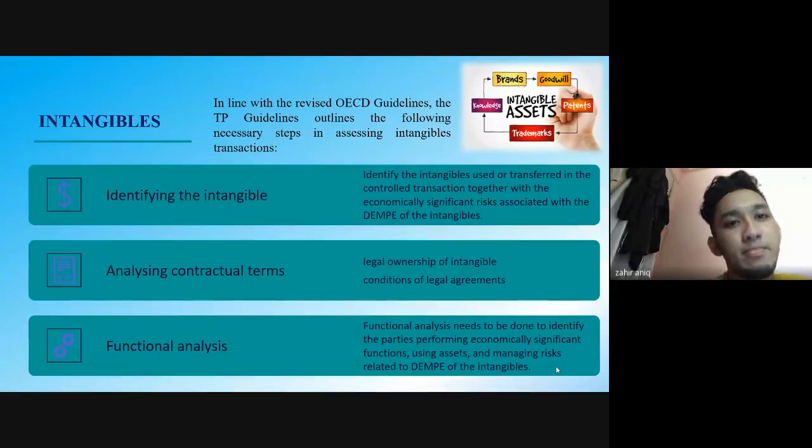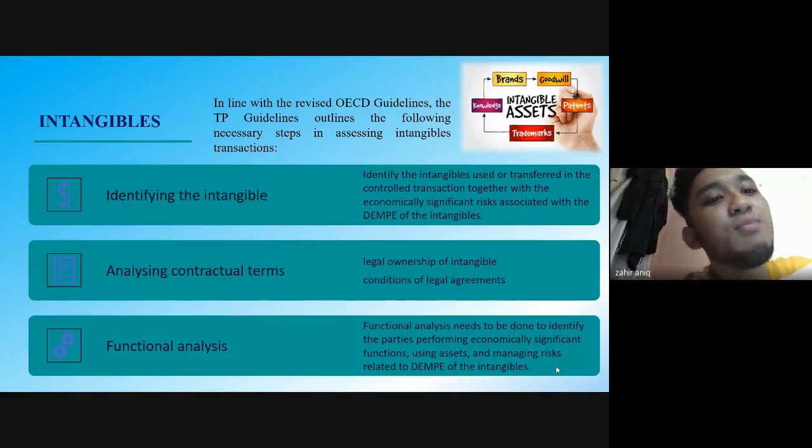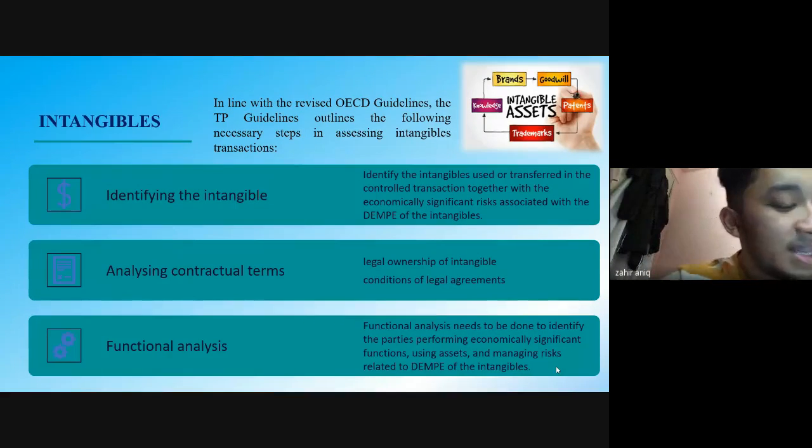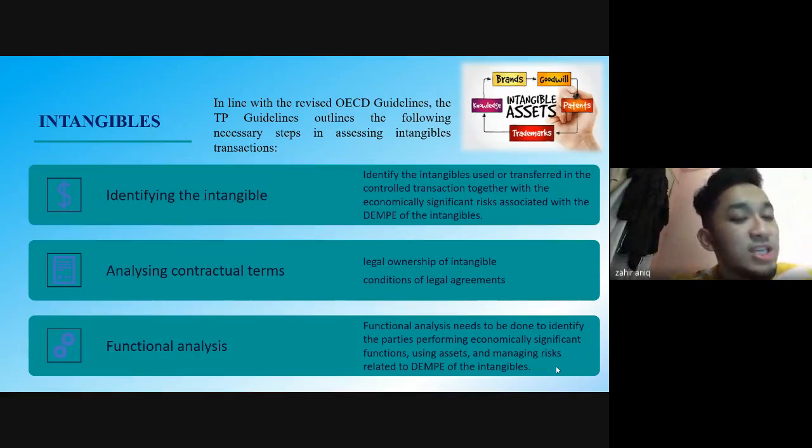The taxpayer needs to identify the intangible used or transferred in the controlled transaction, together with the economically significant risks associated with the DEMPE of the intangible. DEMPE of intangible means development, enhancement, maintenance, protection, and exploitation.